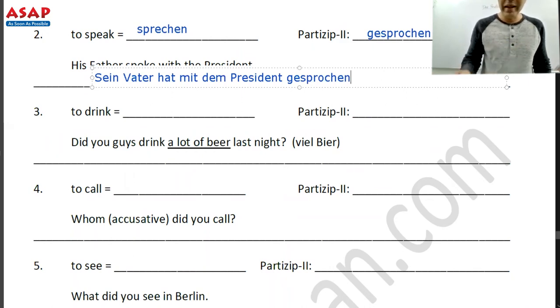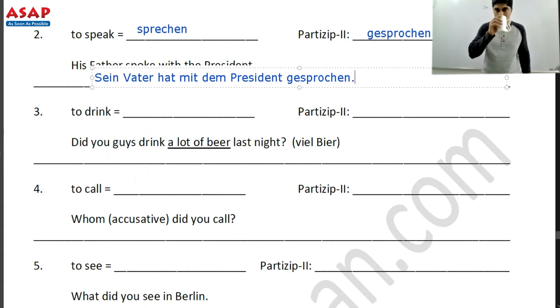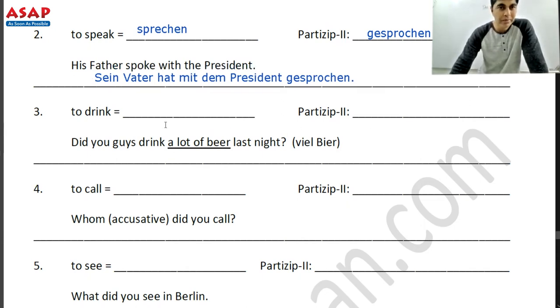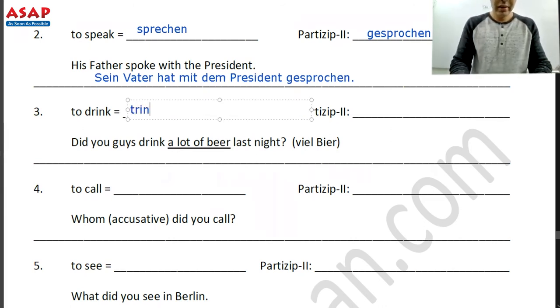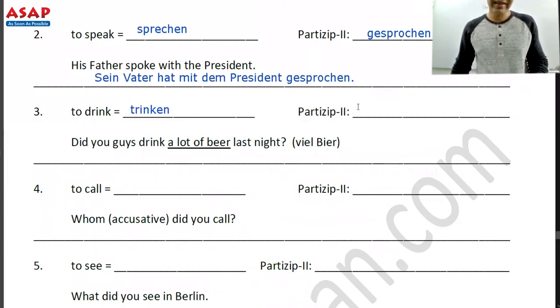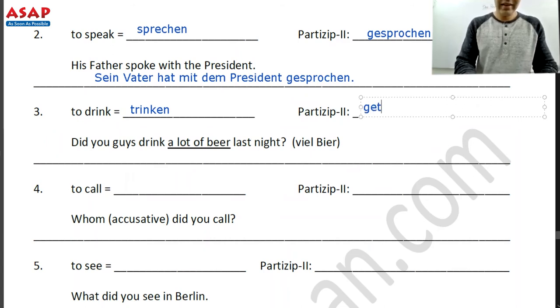Who didn't get this "dem" funda? How this "dem" came? Okay. Sein Vater hat mit dem Präsident gesprochen. To drink. Trinken. Getrunken. Okay.